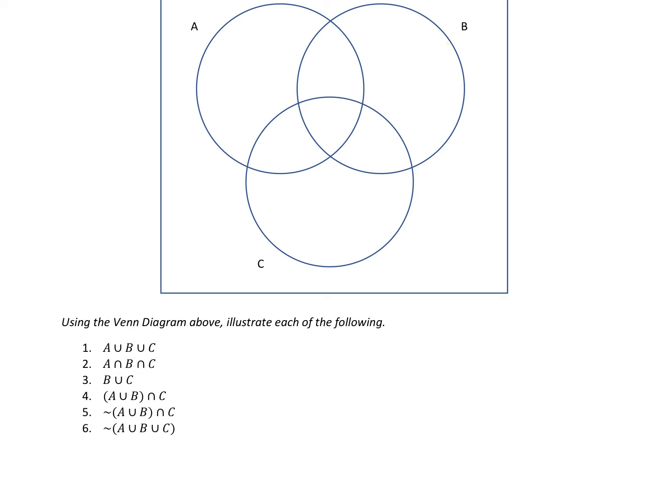Okay, let's look at number 3. Here we're looking for B union C. So union means I'm just going to make the set larger. So I'm going to include everything from the first set. So everything in set B will be included in my union, because we're asking what elements are in B or C. So here's all the elements in B or C. Here are going to be all the elements in C. So we shade the full circle of B, the full circle of C, and that would be our representation of B union C.